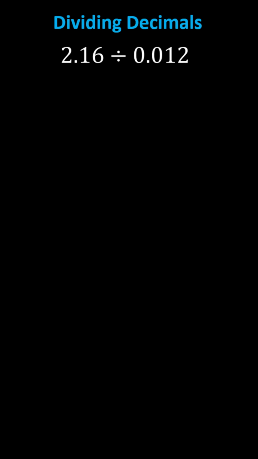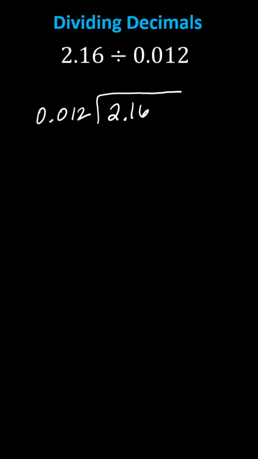In this lesson, we will review dividing decimals. To begin, we write the given quotient in long division form as 2 and 1600ths divided by 12 thousandths. When dividing decimals, we need the divisor to be a whole number, not a decimal.